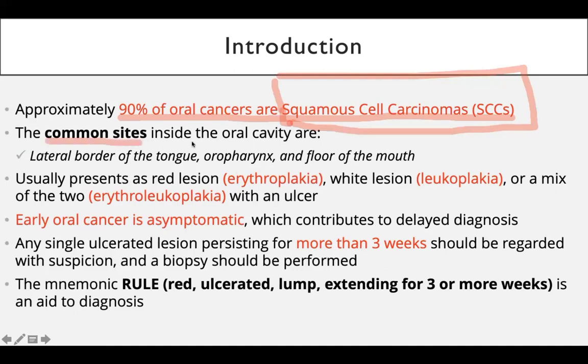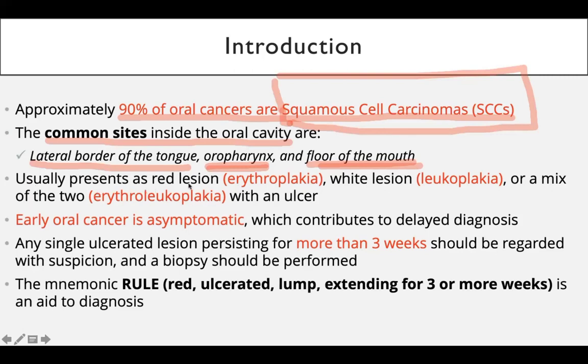The common sites inside the oral cavity for oral cancer include the lateral border of the tongue, oropharynx, and floor of the mouth. The lateral border of the tongue is also favored for leukoplakia, erythroplakia, or erythroleukoplakias, the plakic lesions. These are the common sites for oral cavity cancers.